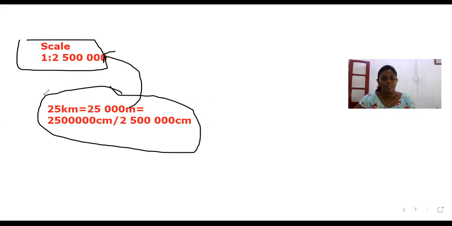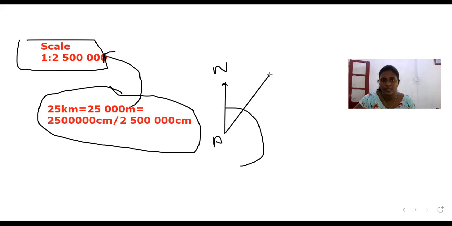1:2,500,000. Okay, so this is our scale. According to the scale, now you can draw the scale diagram. First, you mark the position of P with respect to that north. Then keep the protractor this way. Right, this way you want to keep the protractor and measure 48 degrees properly.